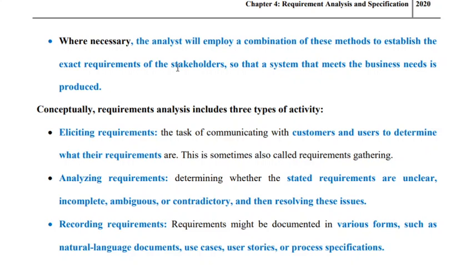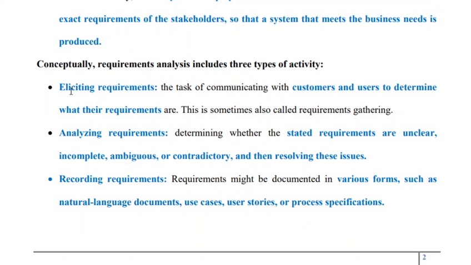Now, requirement analysis basically has three subphases in it. These are eliciting requirements, analyzing requirements, and recording requirements. Eliciting requirements is a mechanism of communicating with the customer with the objective of gathering what the requirements are from the customer. So the task of communicating with the customers and users to determine what their requirements are is called requirement elicitation. This is also called requirement gathering. This is what we've learned till now.